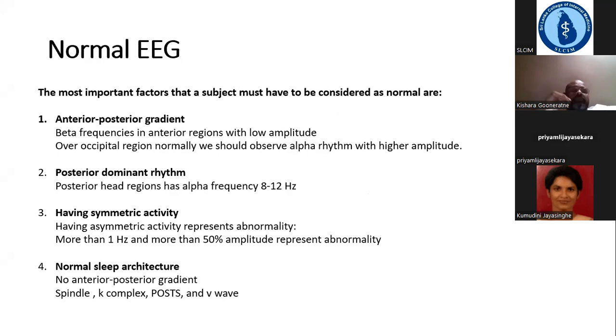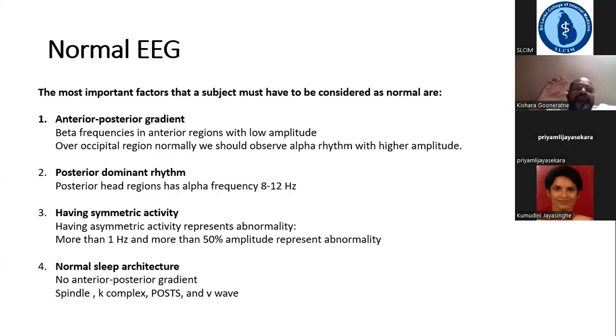So what does a normal EEG look like? These are the factors that you need to consider. When you're looking at an EEG, it has what's called an antero-posterior, or anterior to posterior, gradient. The electrodes in front have a low amplitude and high frequency, and the electrodes at the back, which are the occipital leads, will have a lower frequency and a higher amplitude. This is what we call the anterior posterior gradient.